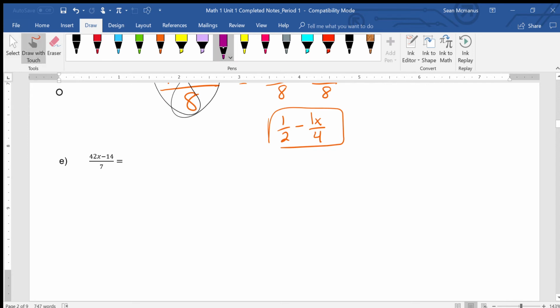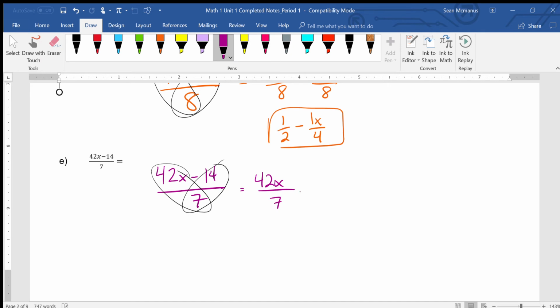And our very last one here, 42x minus 14 divided by 7. So if I go ahead and split it into my two terms, 42x over 7 minus 14 over 7. And here, this actually works out pretty good because 42 in our first term, 42 and 7 each have a factor of 7. 7 goes into 42 evenly 6 times.